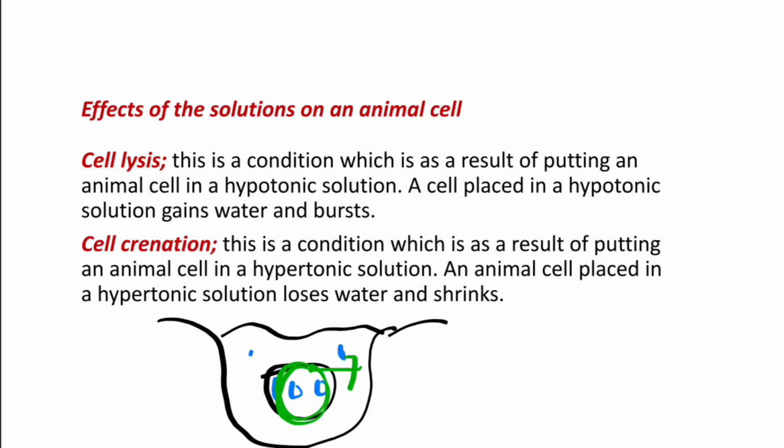So an animal cell placed in a hypertonic solution loses water and shrinks. Why does it lose water? Because the solution has low water potential and the cell has high water potential. Therefore, the cell will lose water, because water will move from a region of high water potential, which is in the cell, to a region of low water potential, which is in the solution, leading to the cell shrinking. And the condition is known as what? Cell crenation.